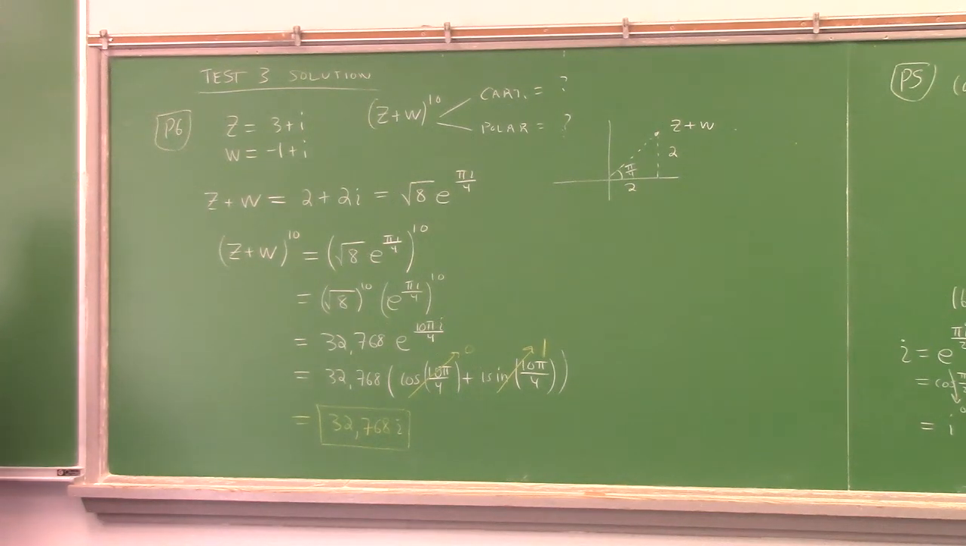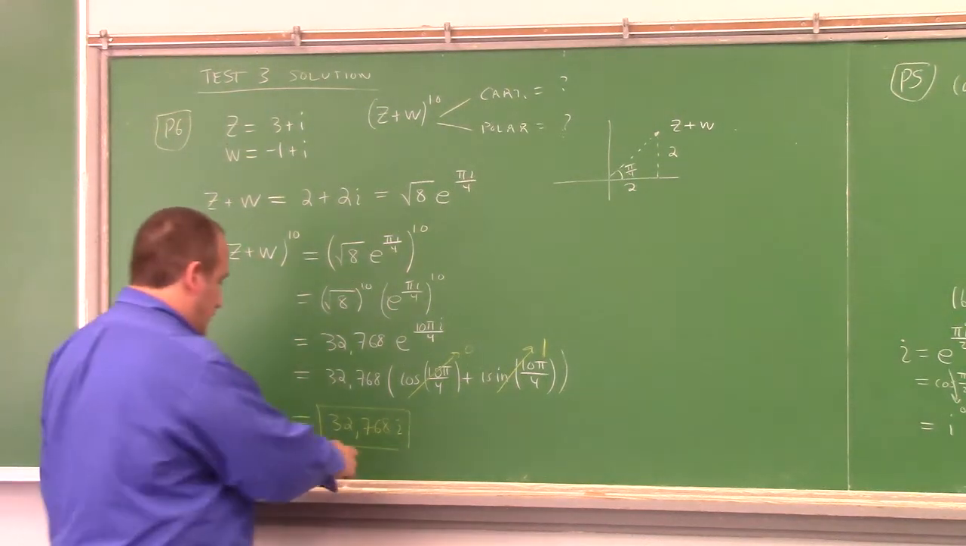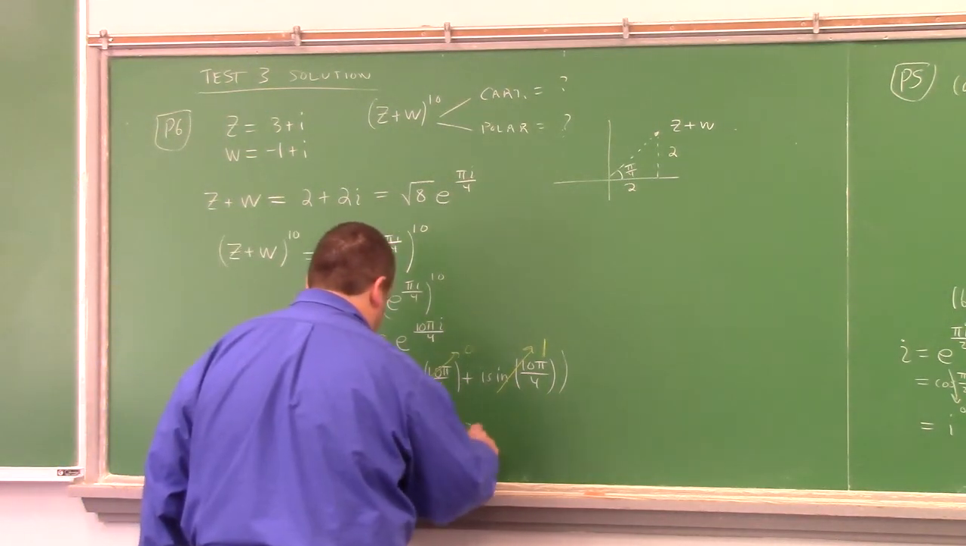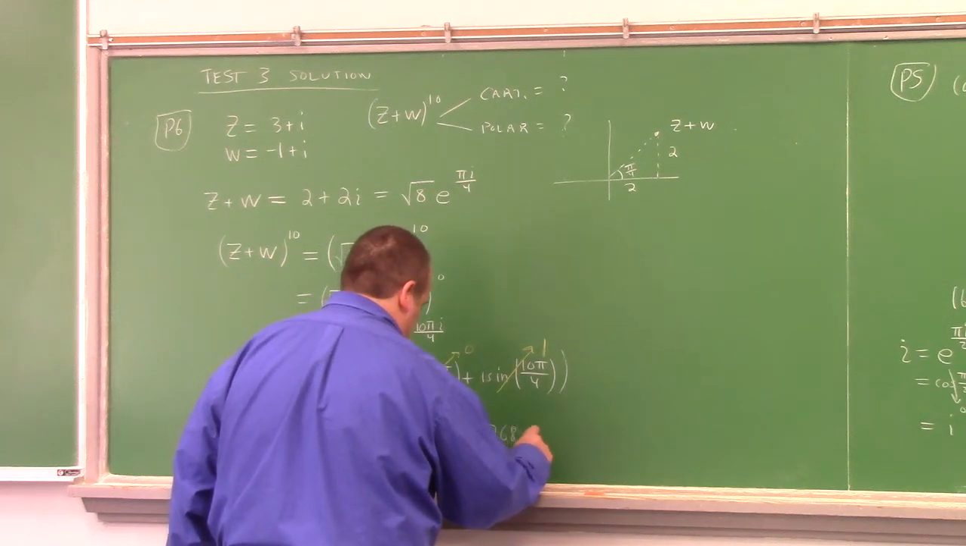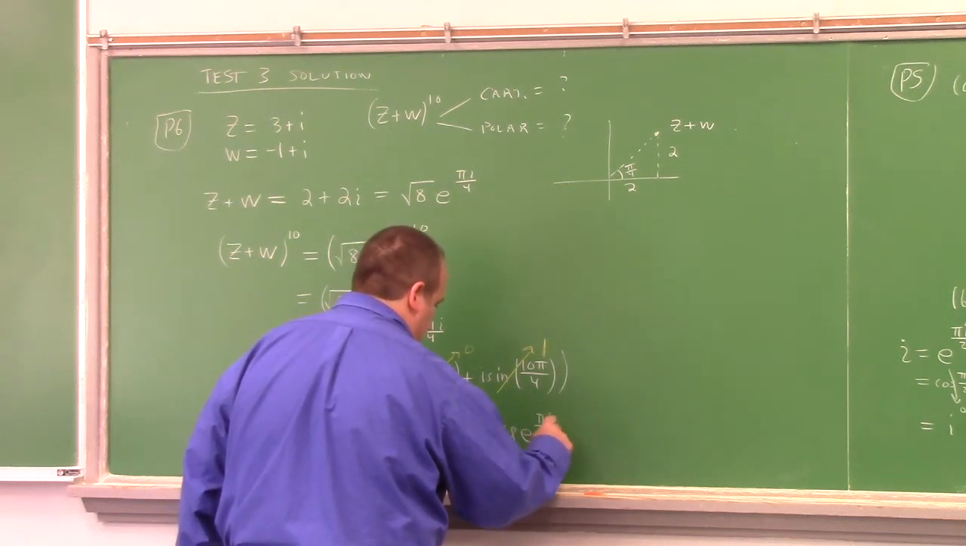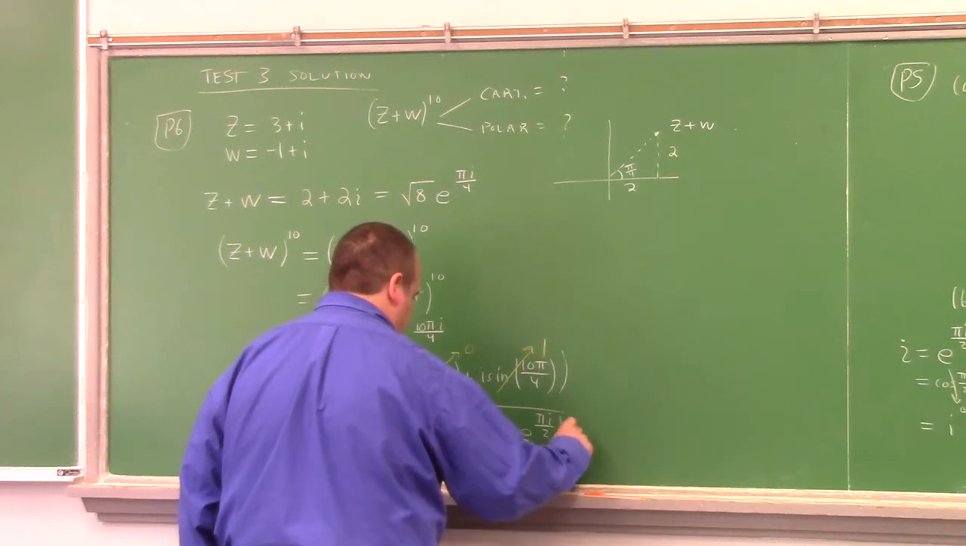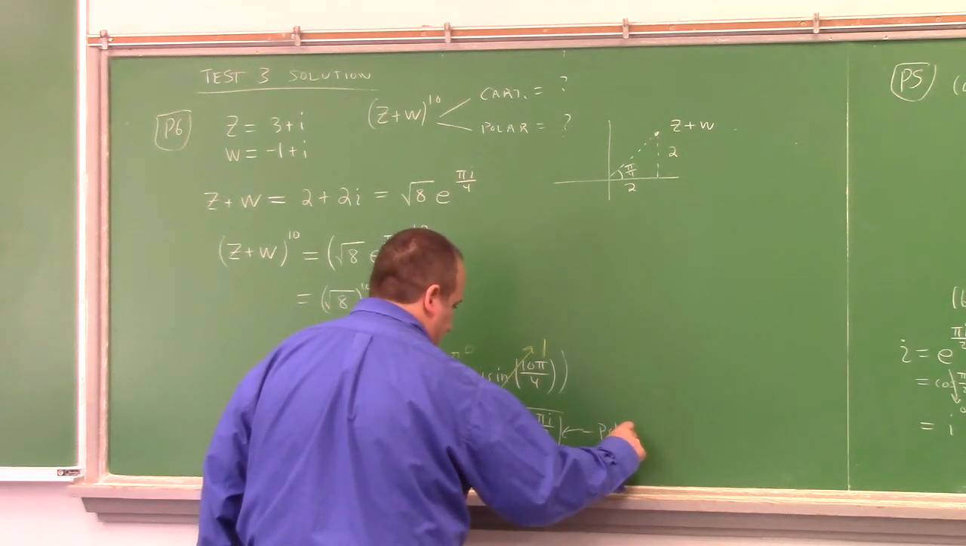What's the polar form? Well, I need to convert i to an imaginary exponential. We already know that's the usual trick, e to the i pi over 2. So this is 32,768 e to the pi i over 2. There's the polar form of the answer.